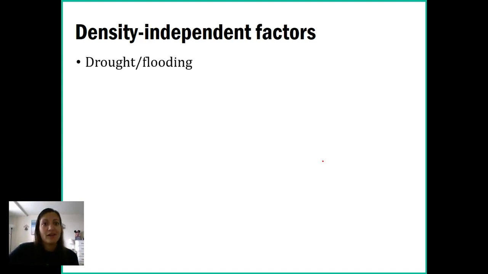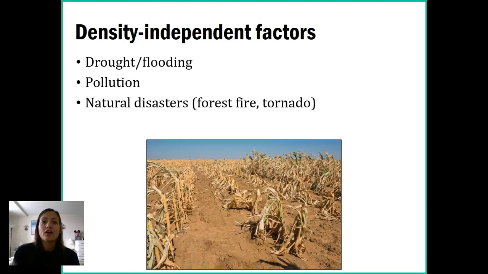On the other hand, you might have density-independent factors. Density-independent factors are going to affect a population no matter how big it is. And this is typically things that are out of their control. It's mostly natural disasters. This could be a forest fire, tornado, drought, flooding, maybe even human caused, such as water or air pollution. For example, this field of crops, if there is a drought, they're going to die. Whether there's 100 crops in there or 10 crops in there, it's affecting the populations the same exact way.